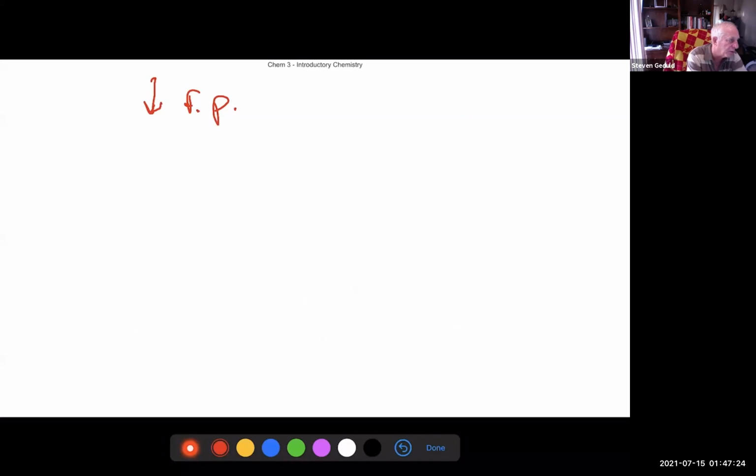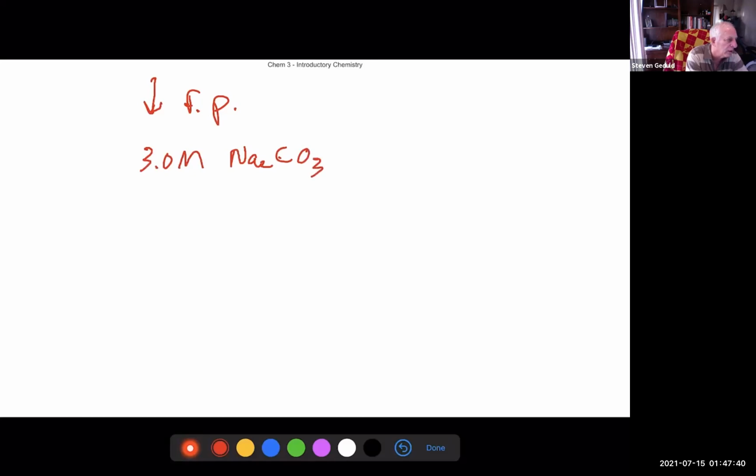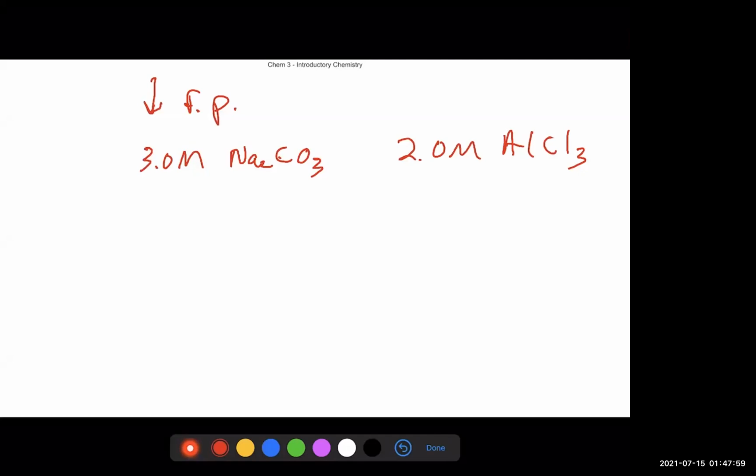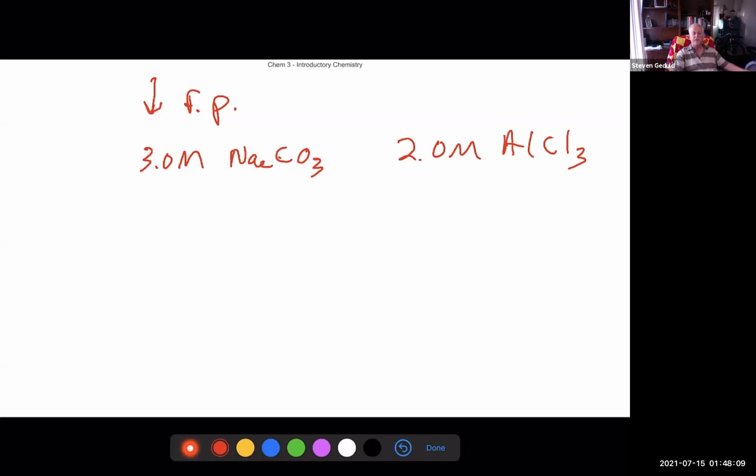And your solutions are going to be 3 molar sodium carbonate. That's one. Or the other one's a 2 molar aluminum chloride. Okay. So which one of those two solutions is going to have the lowest freezing point? The aluminum chloride. Right? Well, let's calculate and find out.